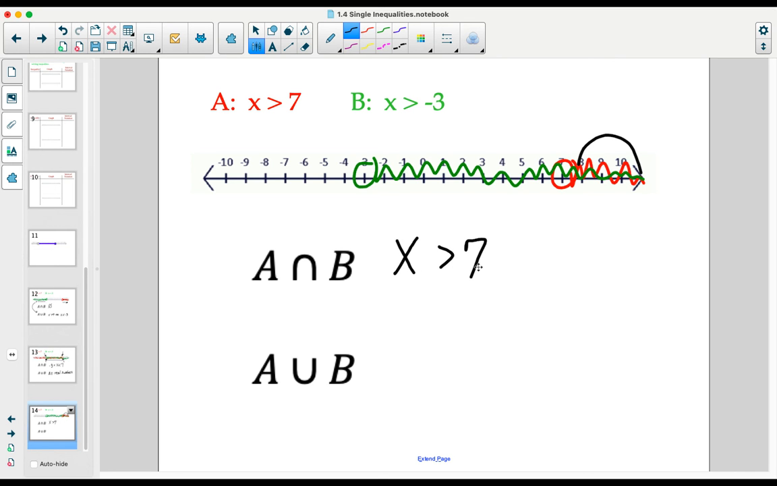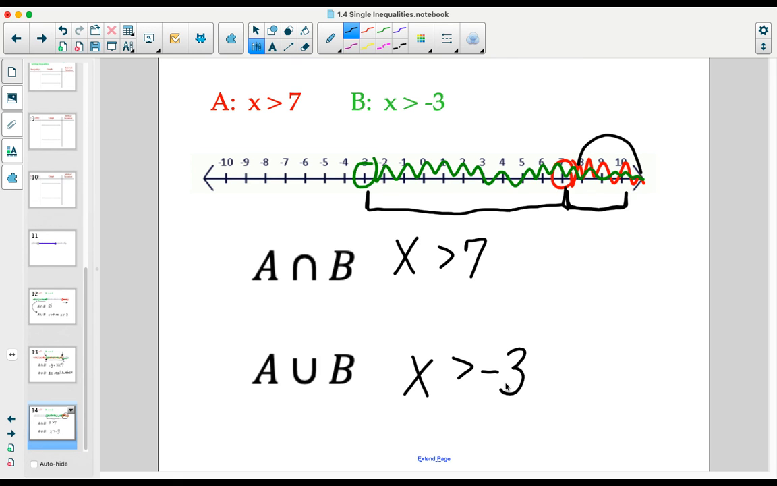If we're looking for the union of the two of them, the union of the two of them is anywhere that there's any shading at all, double shaded or single shaded. Sure, this is all part of the union as well, that's the double shaded region, but we'll also want to include all of this space as part of the union. That means the union is going to be x is greater than -3.